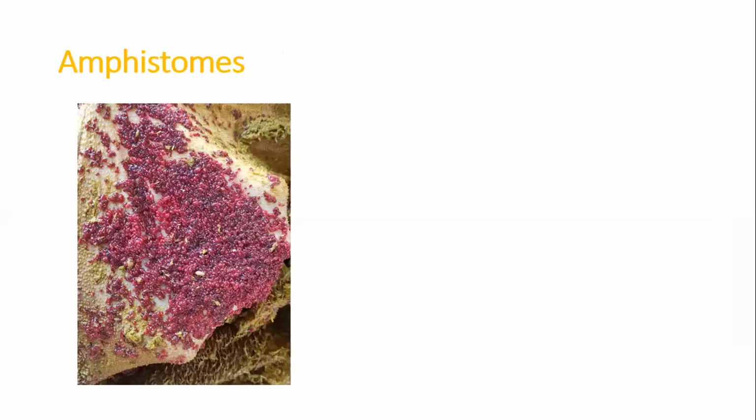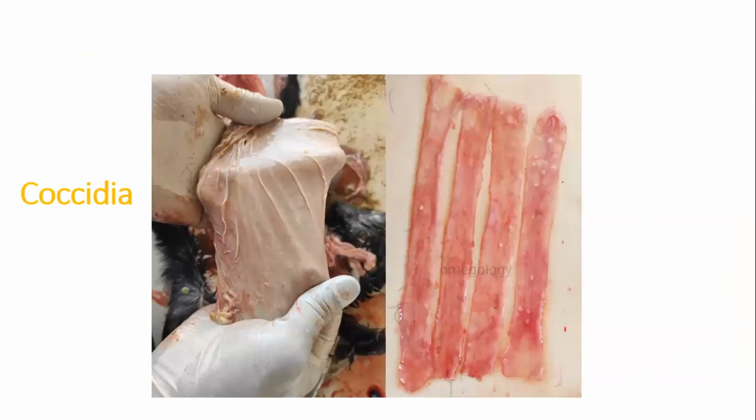Then mature amphistomes: we can see an extensive number of amphistomes present over the mucosa of the rumen. Then another factor is coccidia.